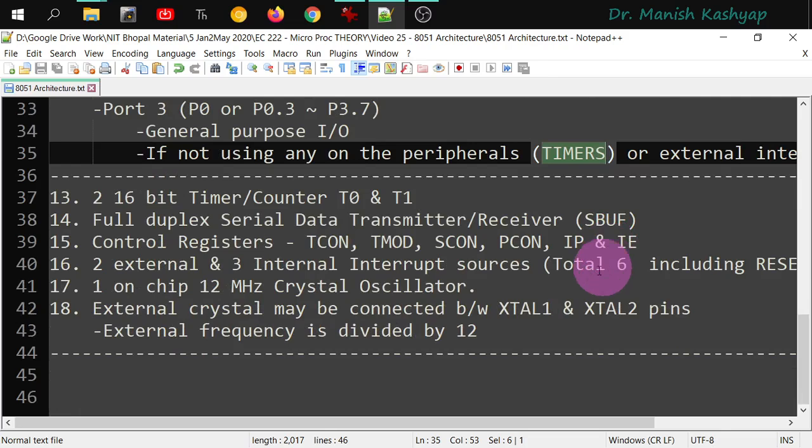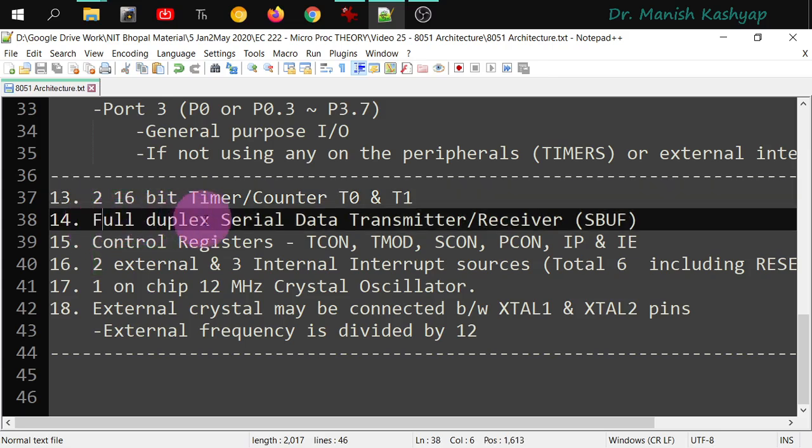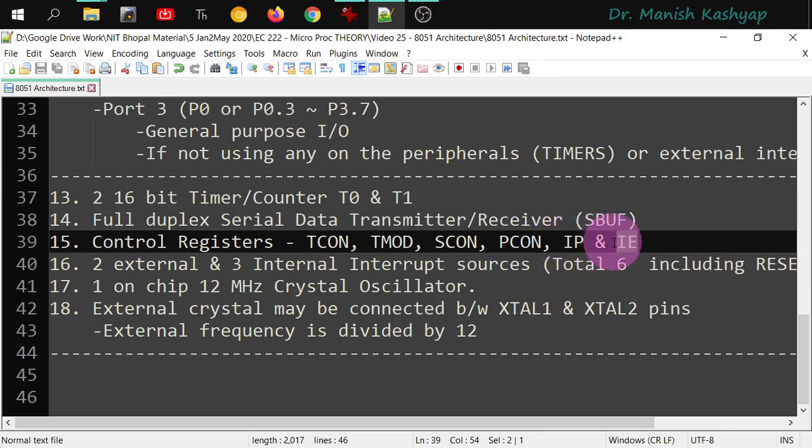After that, let us come to the structure of timers that are present. It has two timers. This 8051 has two 16-bit timers or counters, T0 and T1, right? And it has a full duplex serial data transmitter and receiver, which is addressed through SBUF. We will see in the diagram that full duplex serial data communication can also be done through this SBUF. Then control registers are there, which are TCON, TMOD, SCON, PCON, then IP and IE. We already know the IE and IP registers from our previous studies.